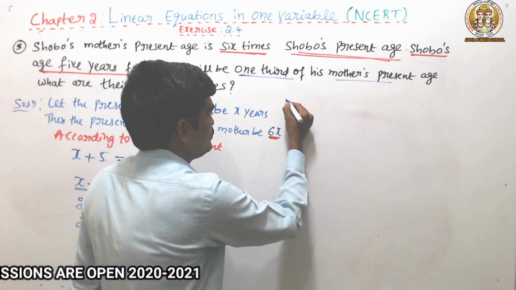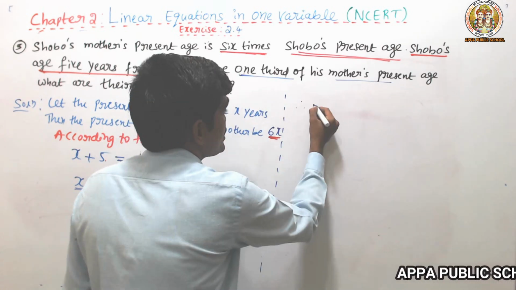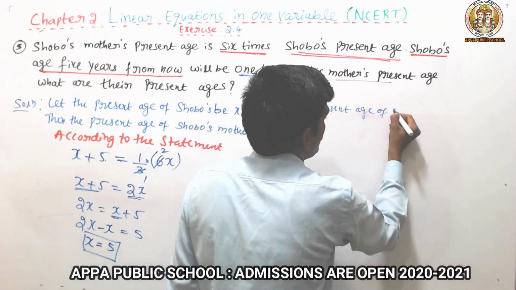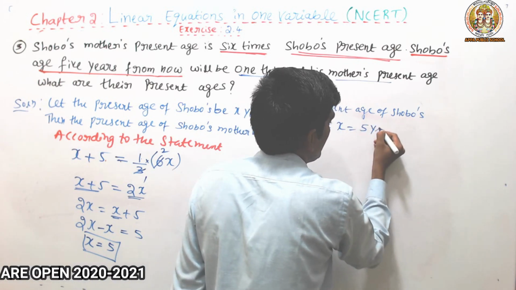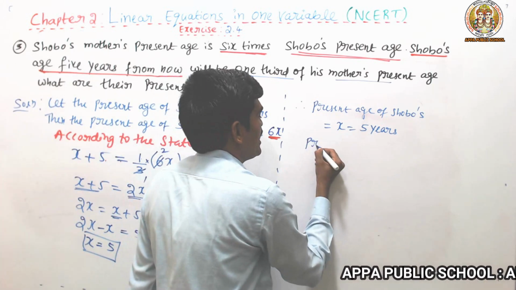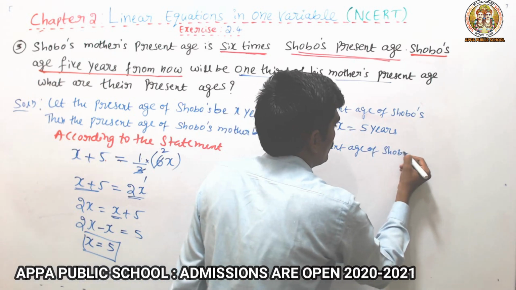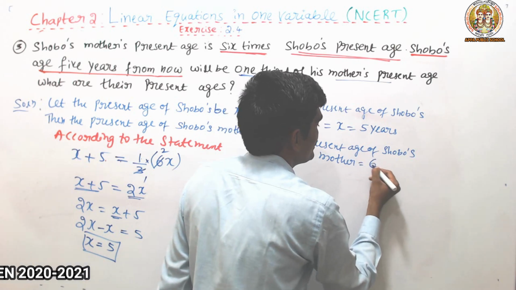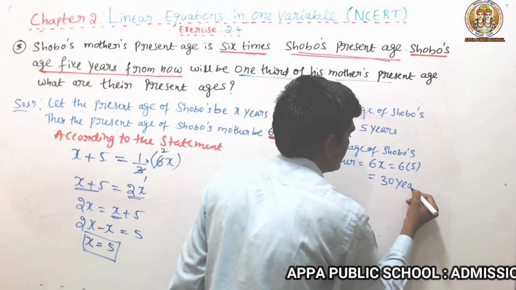Therefore, the present age of, what do they ask? Present age of Shobo and mother. Present age of Shobo is equal to x. Then I can write 5 years. Means Shobo is 5 years. Present age of Shobo's mother is equal to 6x, 6 into 5. That should be 30 years.